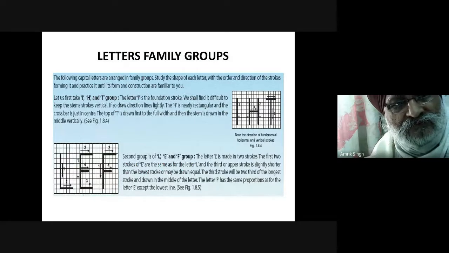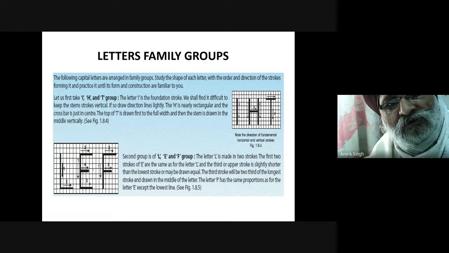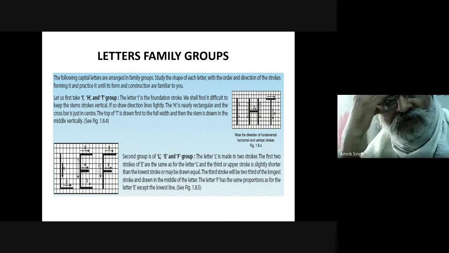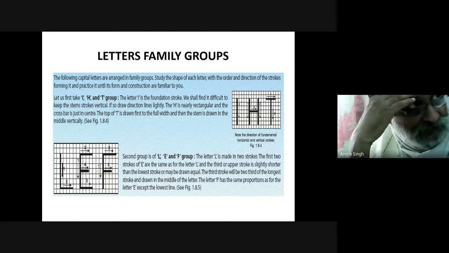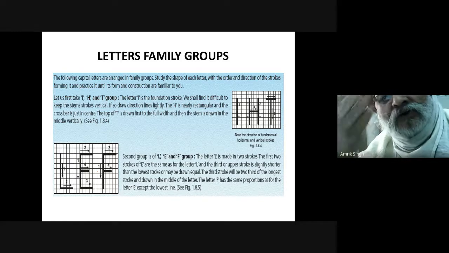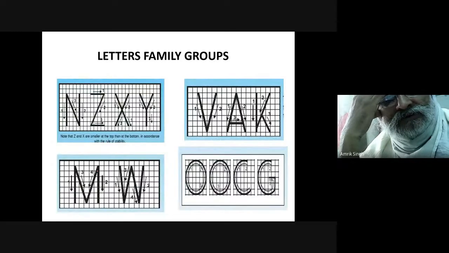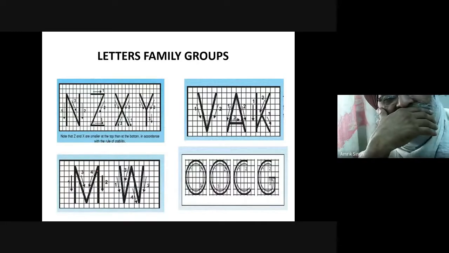procedure of writing 1 to L, then 2 like this 1, then 2, 1 you will write this, then second will be this, then third will be this, and then fourth will be this. Okay, so these are the family groups of the letters that you can read and you can learn. I will share this video with you, so you can watch it again, and you can also read it. Okay. So you see, these are the other groups.